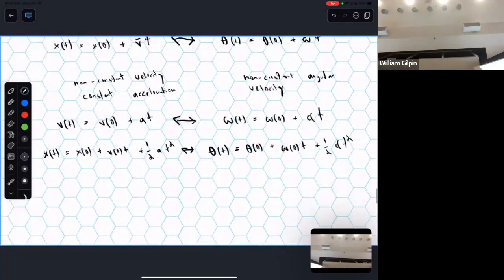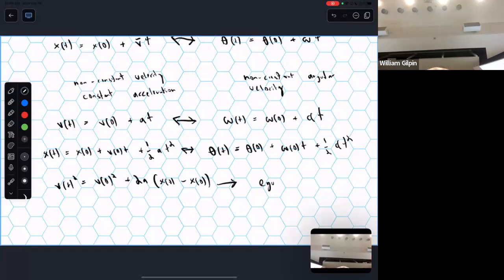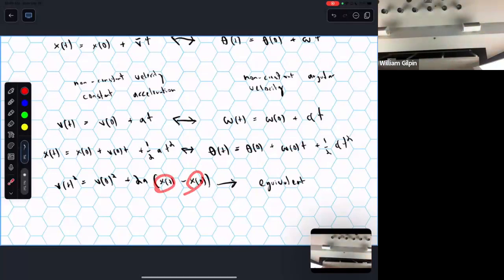And in fact, if you wanted to, you could even derive analogous quantities for all of the other kinematics equations. So one that we sometimes see is v of t squared equals v naught squared plus 2a times x of t minus x naught. And if you wanted to, you could derive an equivalent expression for this. I'll let you go ahead and do that substitution, but you're just going to replace these with angles and vice versa. So basically every one of your kinematic formulas you can use for angular motion, you just substitute displacements with angles, velocities with angular velocities, accelerations with angular accelerations. So it's just a one-to-one comparison.